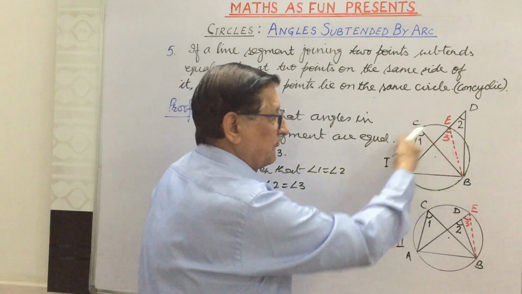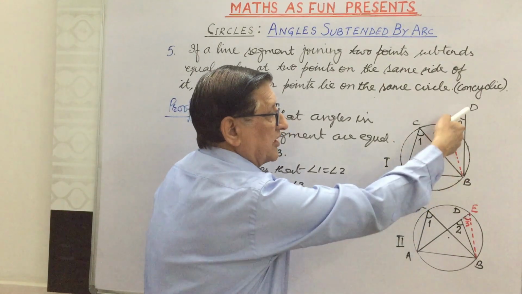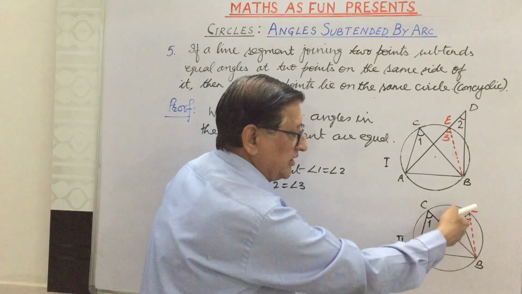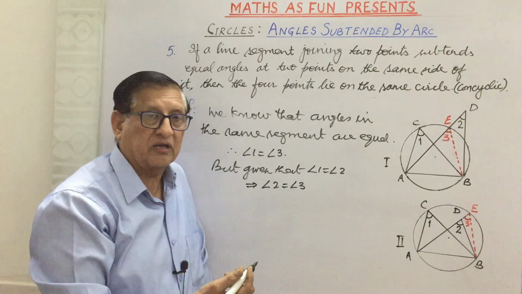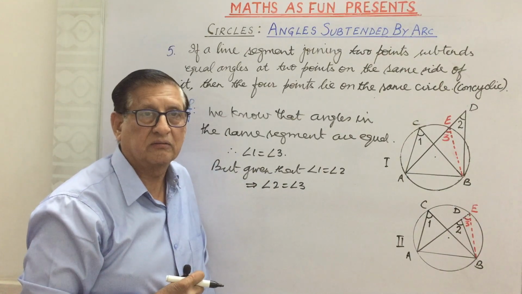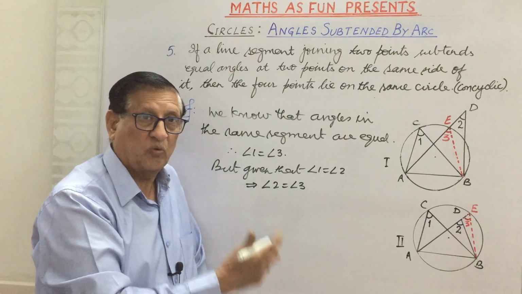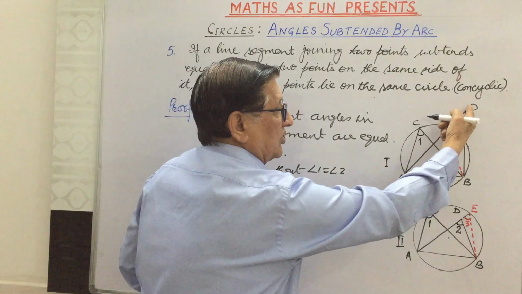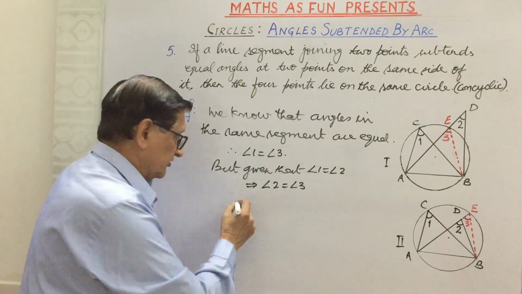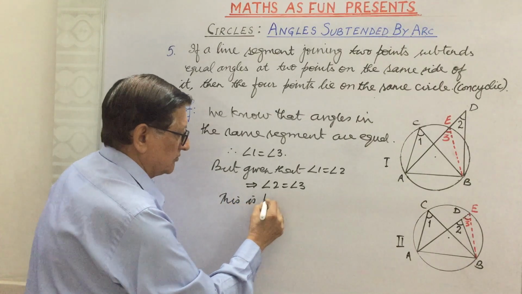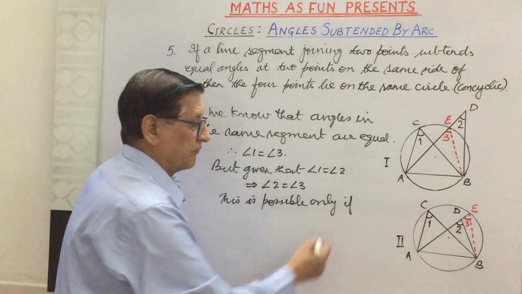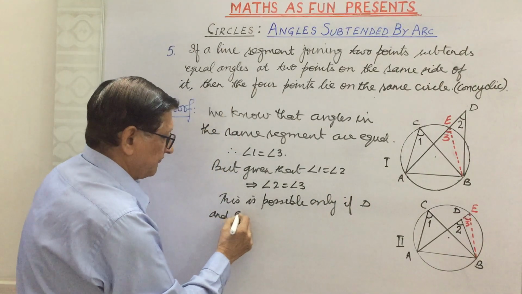But what we see? In the first case, angle 3 is the exterior angle of this triangle BDE. In the second case, we find angle 2 is the exterior angle of this triangle BDE. And we know that exterior angle can never be equal to one of the opposite interior angle. It means what? This is possible only when D lies at E. It means D and E coincide. This is possible only if D and E coincide.